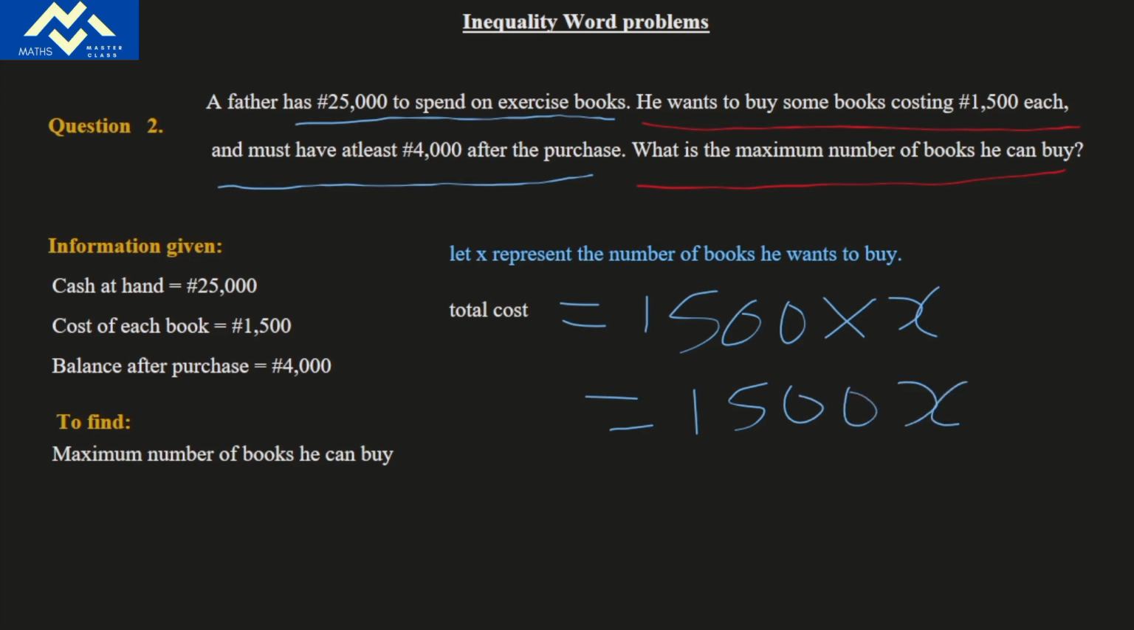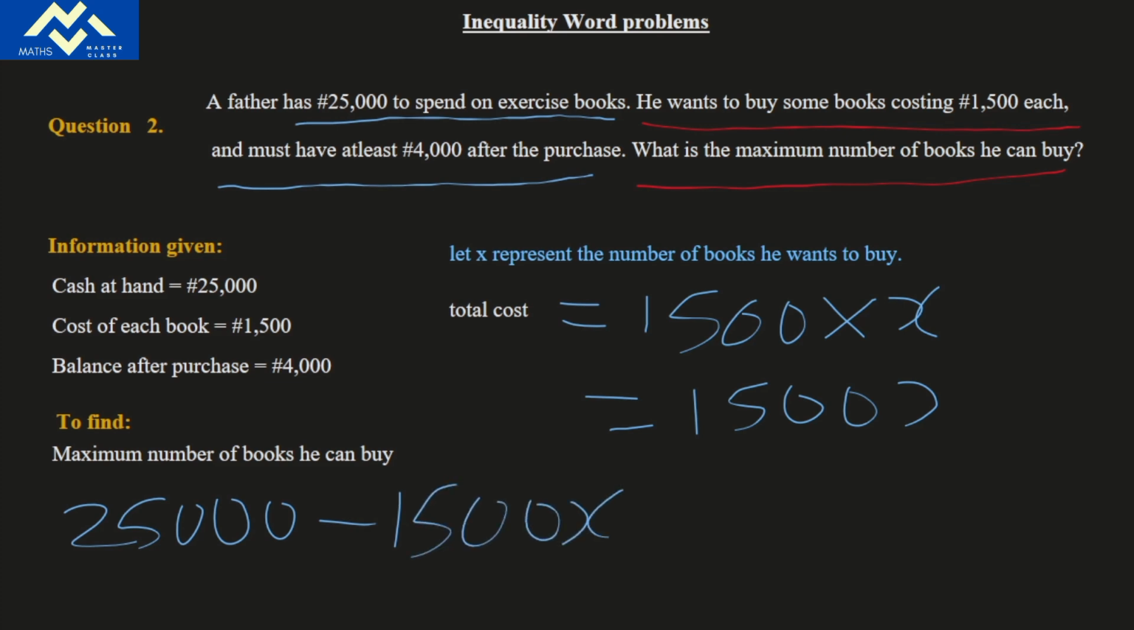Now, the father starts with 25,000 naira. If he spends 1,500x naira on the books, how much money will he have left? We subtract the amount he spends from the amount he has. So the money left will be 25,000 minus 1,500x.